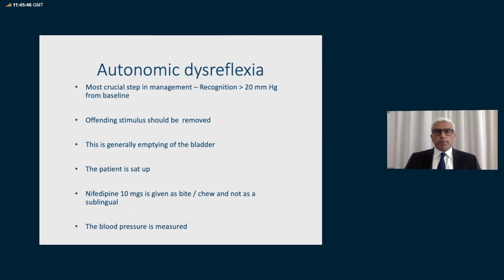If help is not available, then one can call the crash team in the hospital, because this is something which should not be taken lightly, but one needs to recognize this condition. It happens in patients who've got a spinal cord injury above T6 level.